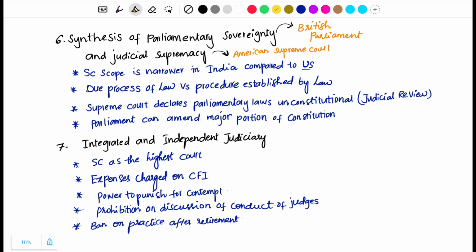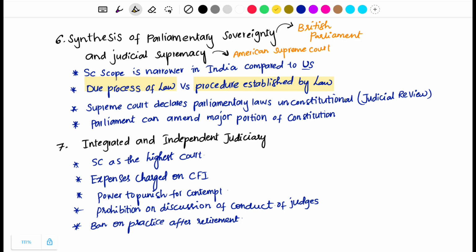Let's understand the differences between them. The due process of law is present in the United States of America, whereas the procedure established by law is in India. The due process of law has a wider scope. The wider scope is given to the judiciary, whereas in the procedure established by law in India, the scope of the judiciary is narrower when we compare it to the USA.